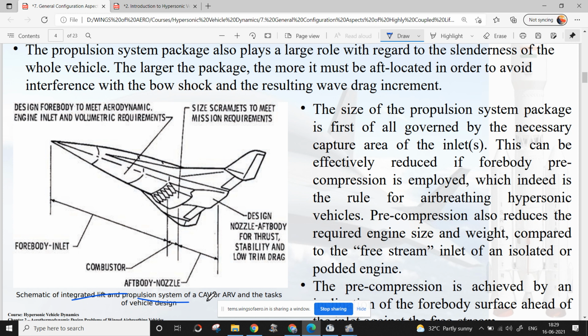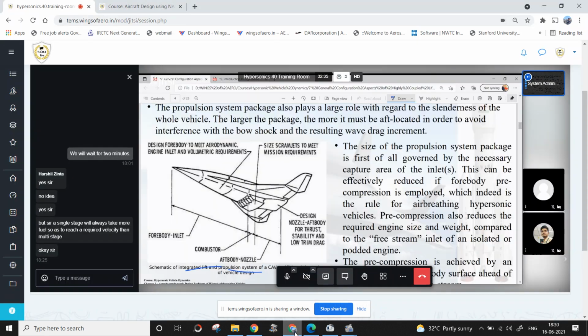So we need to think in all aspects. As an engineer, we have to think about all the aspects. It should not be like, I have developed a propulsion system, so I will just install that and fly a hypersonic vehicle. We have to think in all the directions. So the best method to develop a CAV, cruise and acceleration vehicle, is integration of lift and propulsion system.